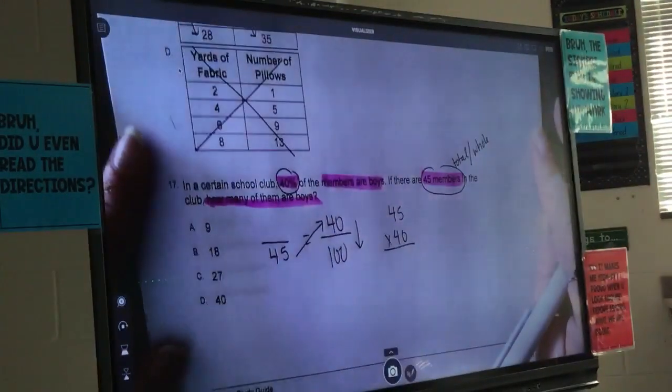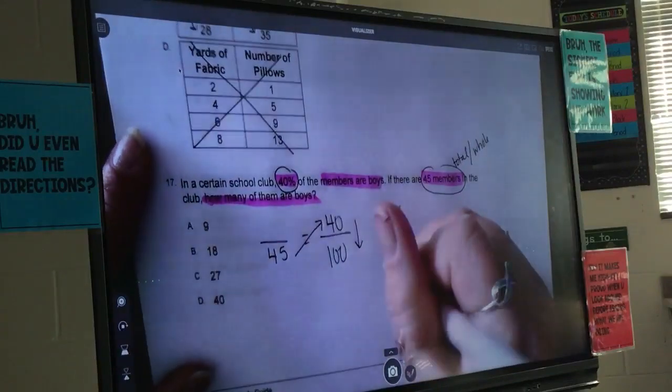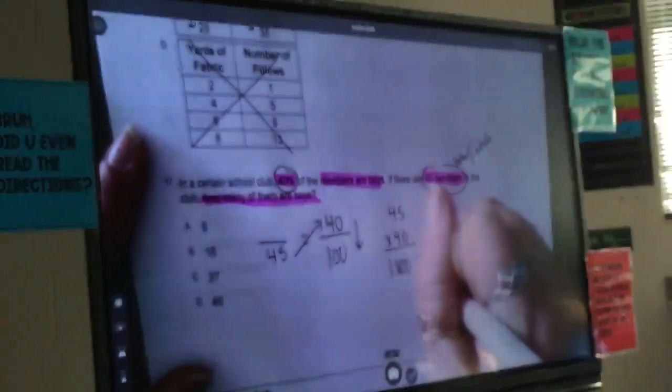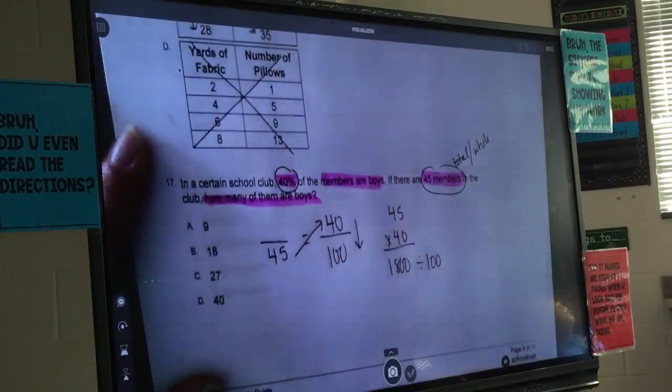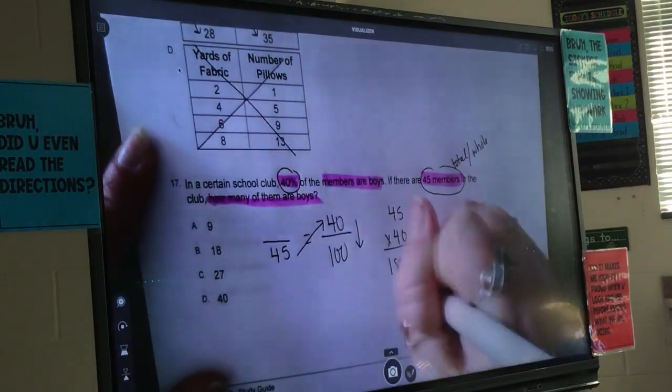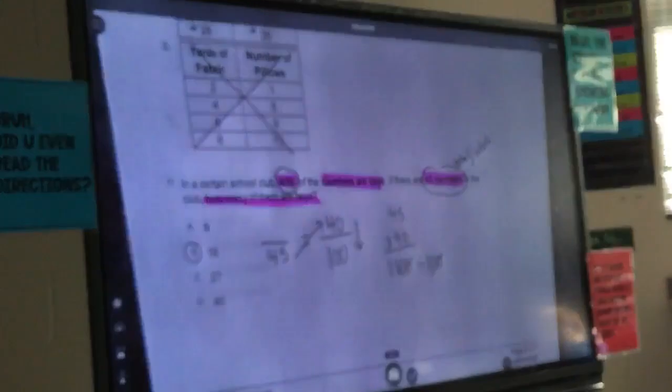Christian. 1800. And then I'm going to divide by 100. These are the ones we really like because they're really easy, because you just drop your zeros and you end up with your answer of 18.